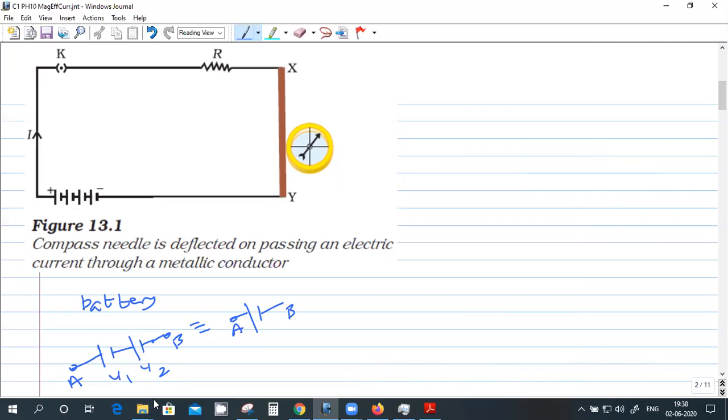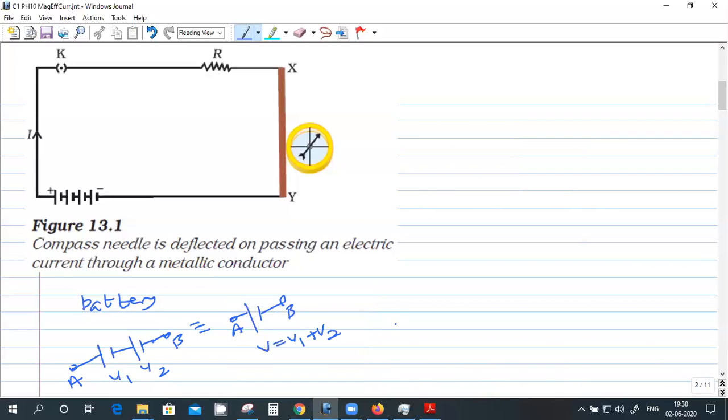No, there'll be a difference. This will have a high voltage, the previous one. No, but I'm replacing by a bigger cell. So what should be the value of this voltage so that both the effects are the same? It should be V1 plus V2.